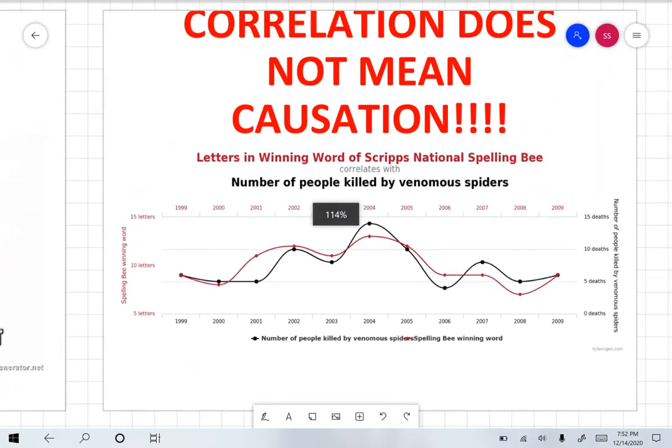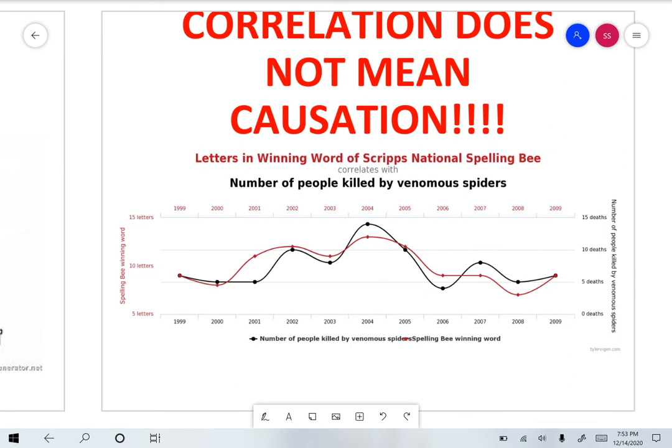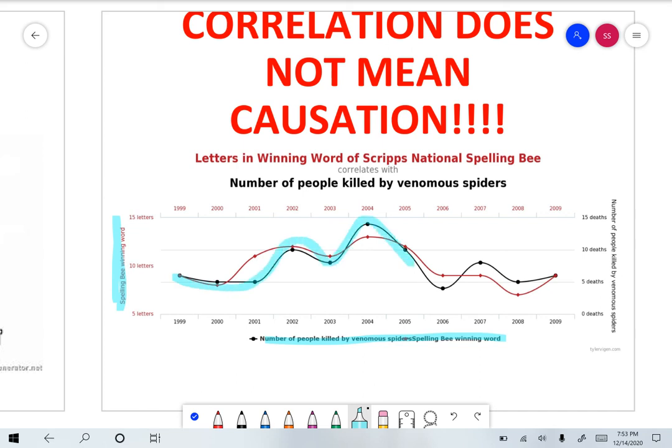So let's check these out now. And this just brings my point home that correlation does not mean causation. Okay, let's take a look at this graph. Here we're looking at the number of people killed by venomous spiders and spelling bee winning words, like how many letters they are. If you look at just the graph, they look very related, right? They look extremely related. The patterns are the same.